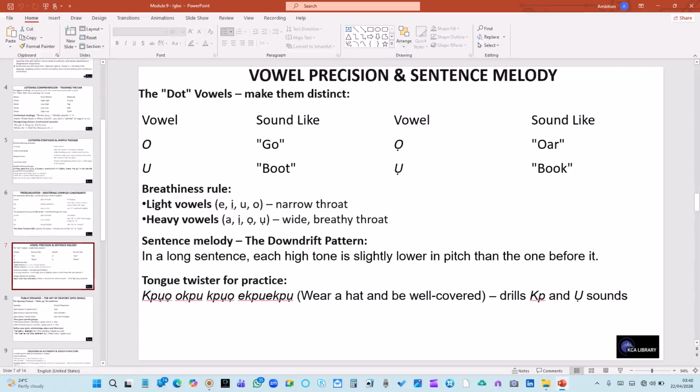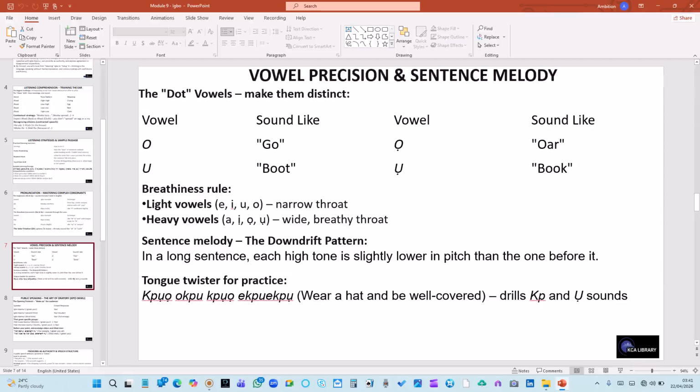Let us look at vowel precision and sentence melody. The dot makes vowels distinct. In Igbo, when you see a vowel sound with a dot placed under it, it makes the vowel look and sound different. Like O, which does not have any dot, could sound like go. But the O that has a dot under it could sound like O in the English language. Now we have U, which does not have a dot, which could sound like boot. Now the U that has a dot under it could sound like book.